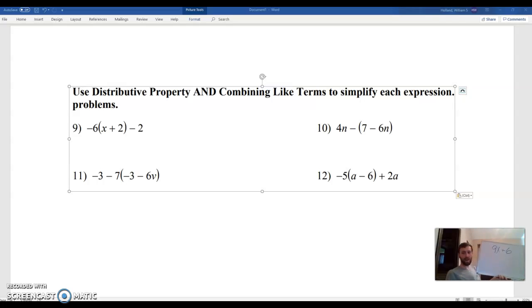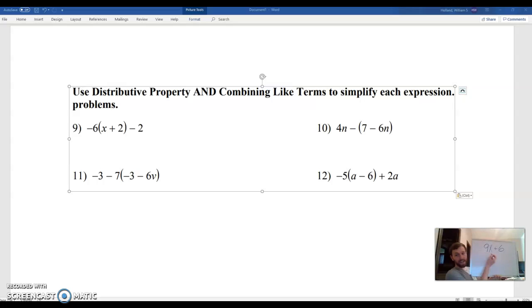Okay, next example, I have 9x plus 6, and what I want to do is to create an equivalent expression, but this time I'm going to work in reverse. So I'm going to be doing factoring. Instead of the distributive property, I'm going to factor out a common factor.